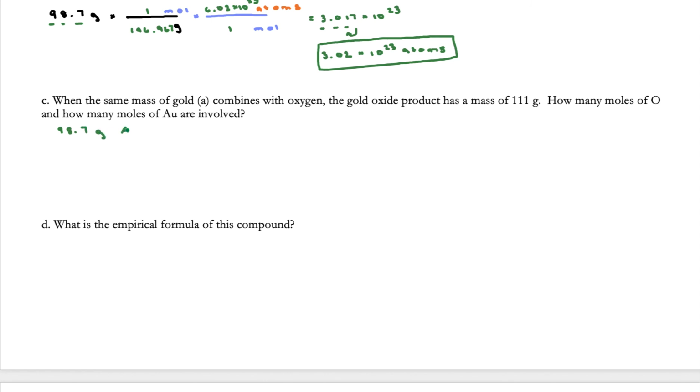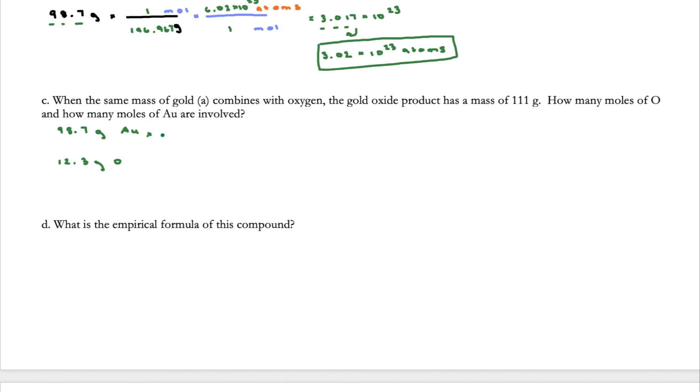All right, and then it tells me that the total mass of the gold oxide product is 111 grams. Well, what I can do is simply subtract 98.7 from the 111 grams, and that will tell me the total mass of my oxygen. So 111 minus 98.7, and I get 12.3, and I'm not going to round until the very end. So I got 12.3 grams of oxygen. And what it's wanting me to do is determine the number of moles of oxygen and gold.